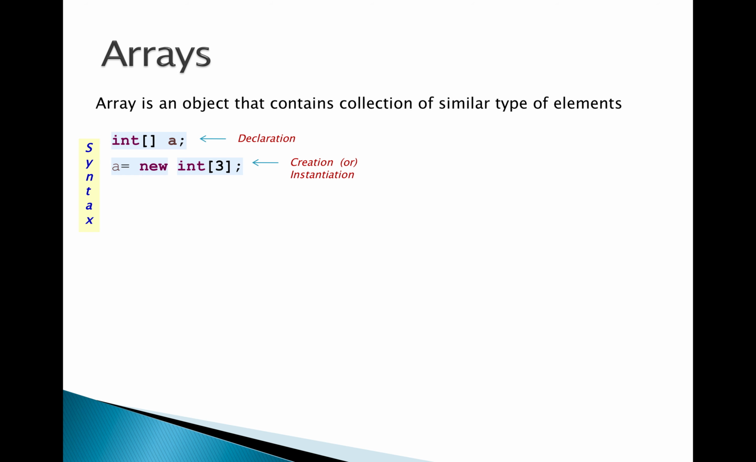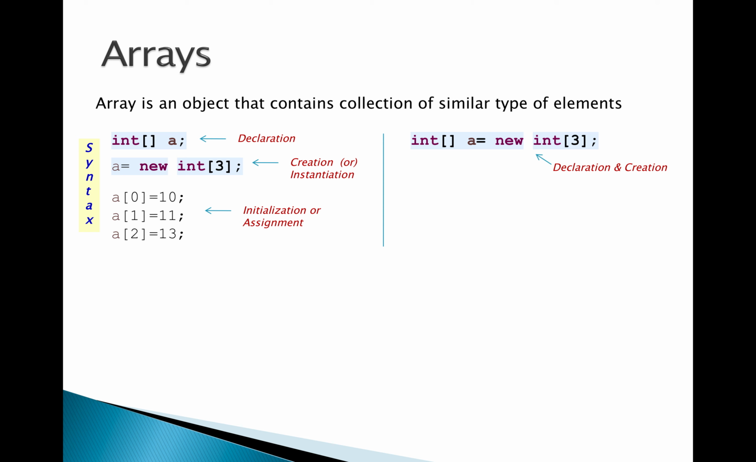What happens here is that a is a reference to the array, and it points to a memory location. That memory location will have storage for 3 integers, and this array is created in heap memory. We can combine this declaration and instantiation in one step: int[] a = new int[3]. That means it's going to reserve 3 integer memory locations for storing this array.